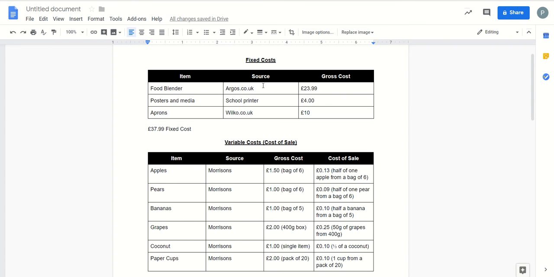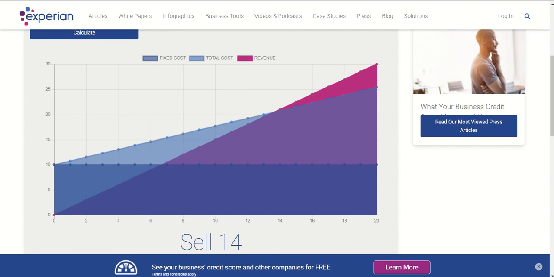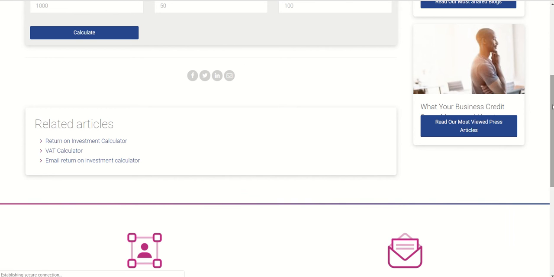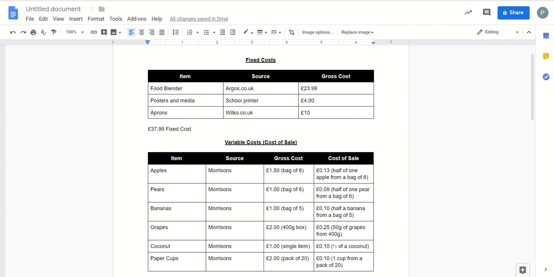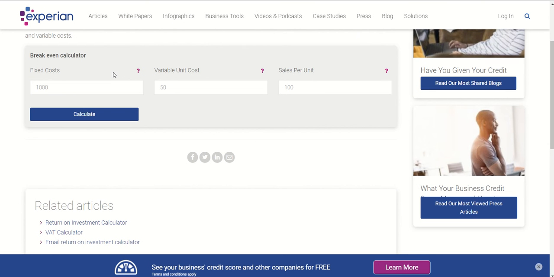So what I can do then is go to this wonderful little website called Experian, where they do a break-even calculator for me. I'm just going to refresh the page here just to show you how it works. I'm going to take the total of my fixed costs, which is 23.99 plus 4, so 27.99, plus 10 is 37.99. So I put 37.99 in here.